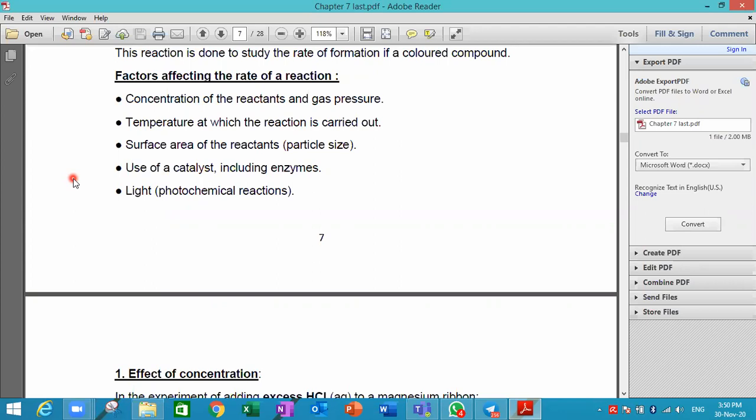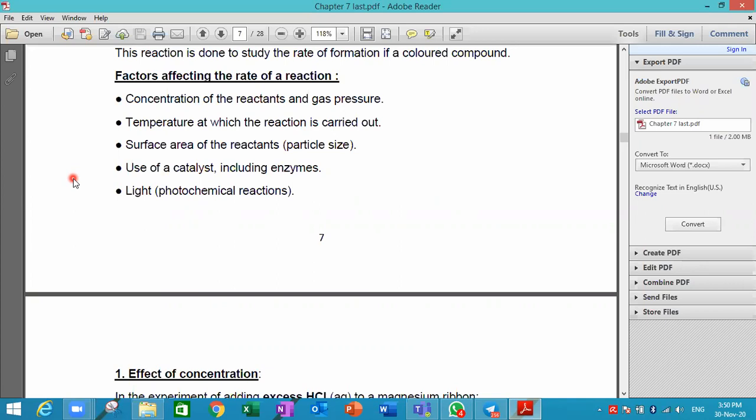The first factor is the concentration of one of the reactants or both. And in case of gases, if our reaction is in the form of a gas, we can measure the effect of pressure. We will study the effect of temperature on the reaction rate, the effect of surface area of the reactants, and how the use of a catalyst affects the reaction rate.